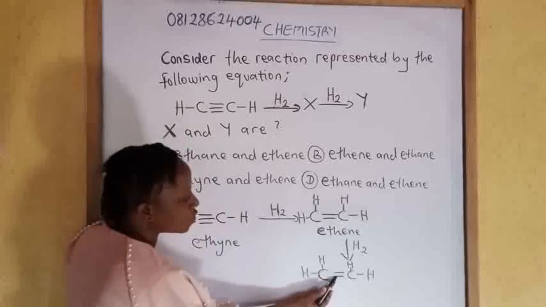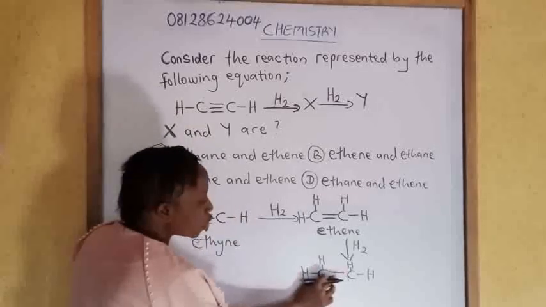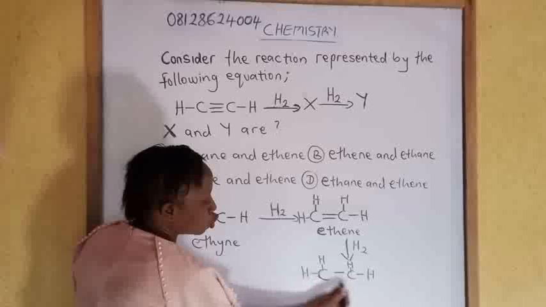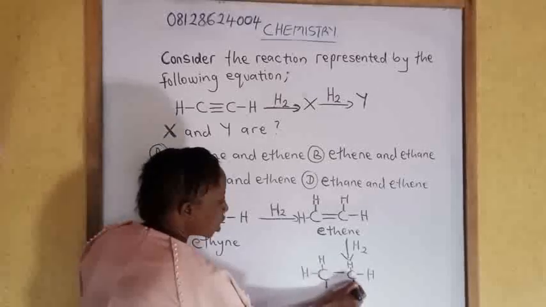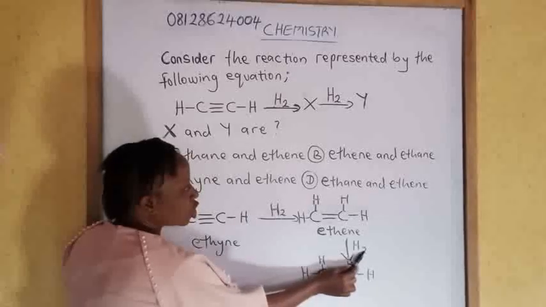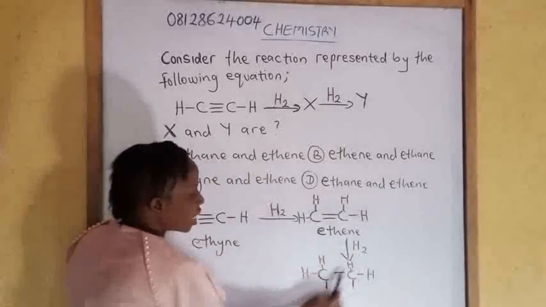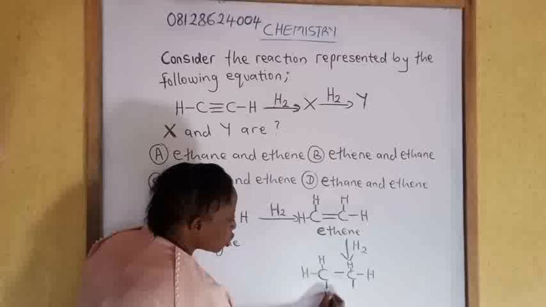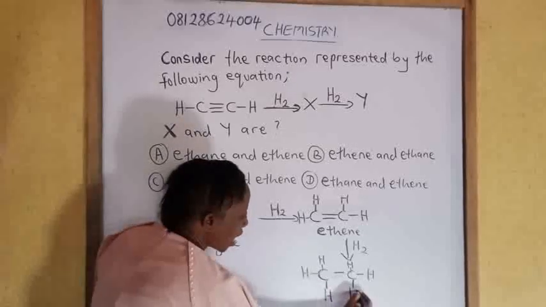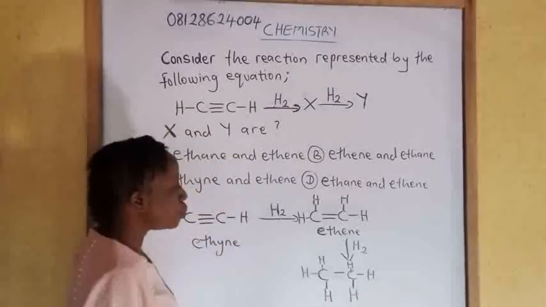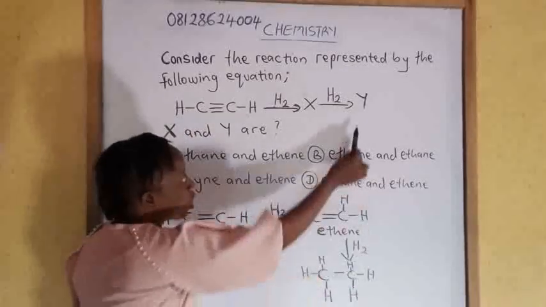So let's open one of these double bonds. By the time you remove it, the bond is in between the 2 carbon atoms. So you have to attach it to the 2 carbon atoms. So these 2 hydrogen atoms come in: the first hydrogen we attach to the first bond, and the second hydrogen we attach to the second bond. So this is the final product, which is Y.